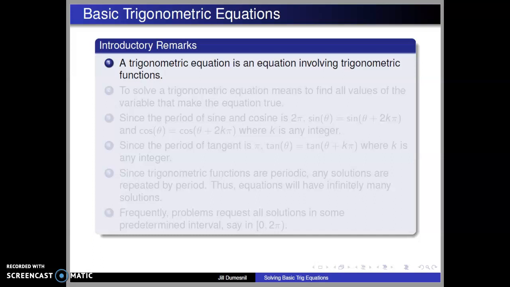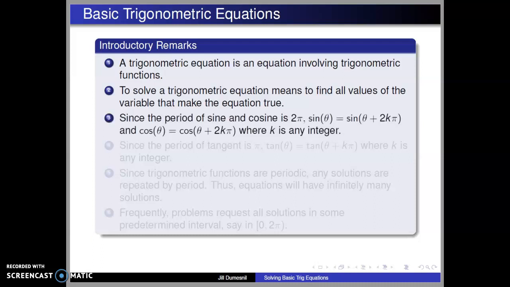A trigonometric equation is simply an equation involving trig functions. Recall that to solve an equation means to find all values of the variable that make the equation true. Since the period of the sine and cosine functions is 2 pi, we know that sine values and cosine values repeat every 2 pi units. Similarly, the function values repeat every pi units for the tangent function.